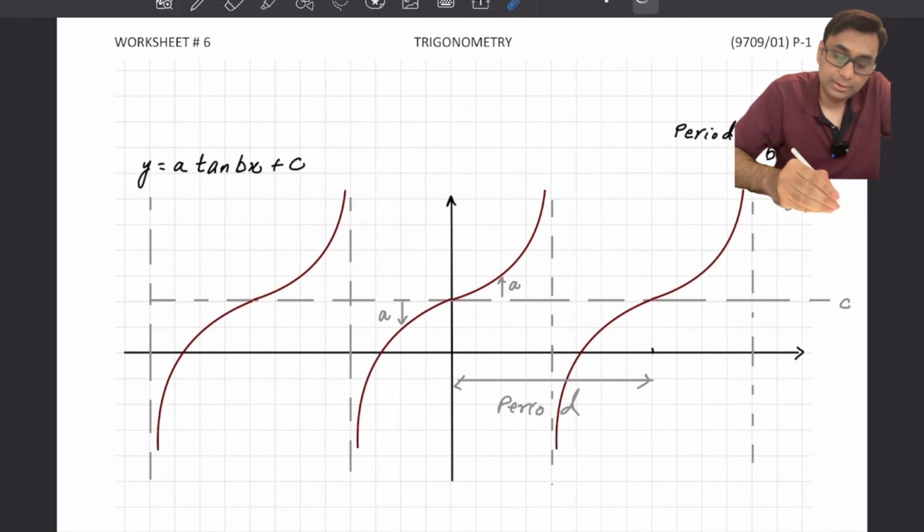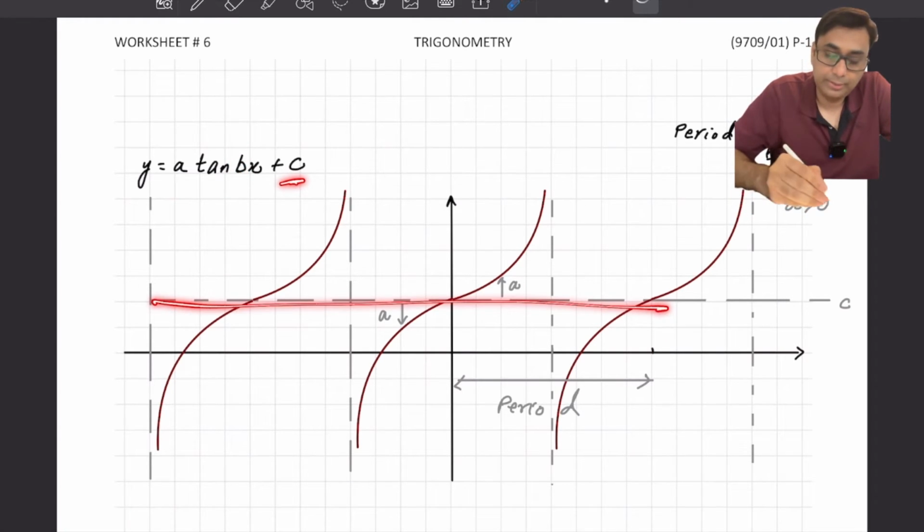And one more thing: c is the central line and b helps us to identify the period of the graph.